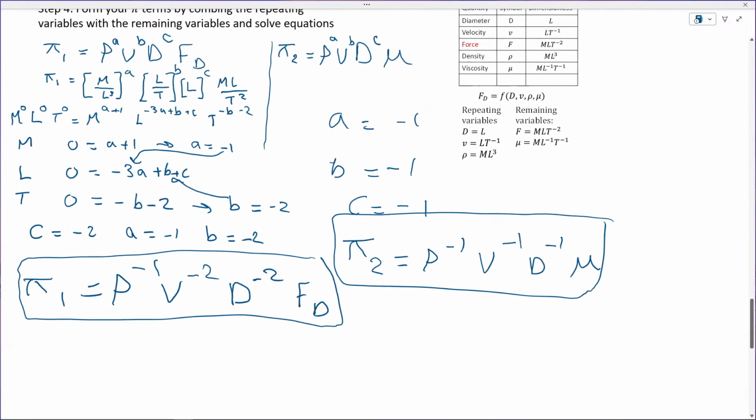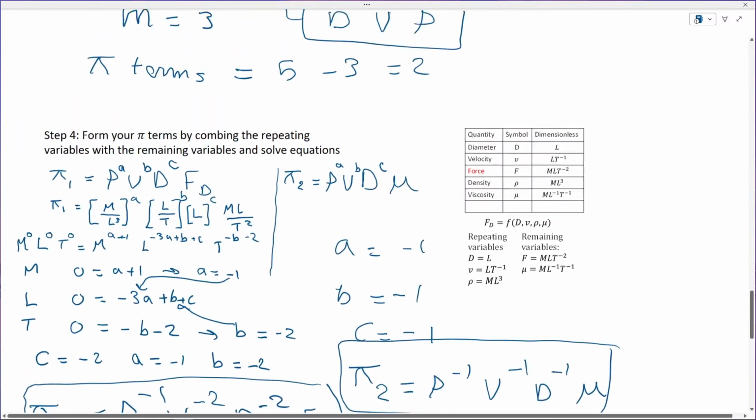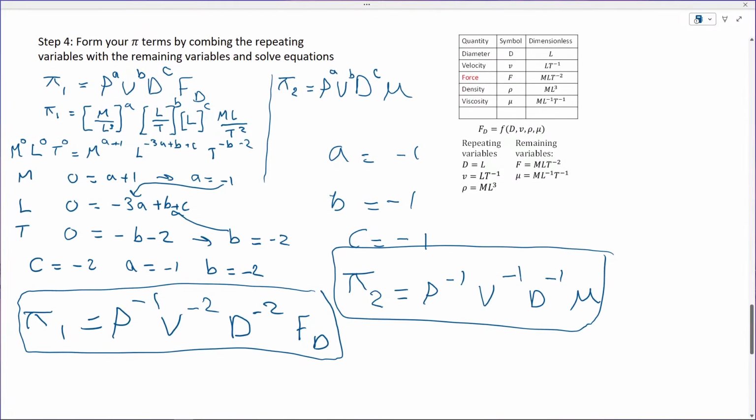Wow, we are almost there. Right? We are almost there. So that's step 4. Yeah, we are almost there.